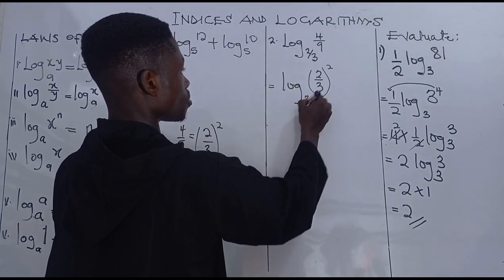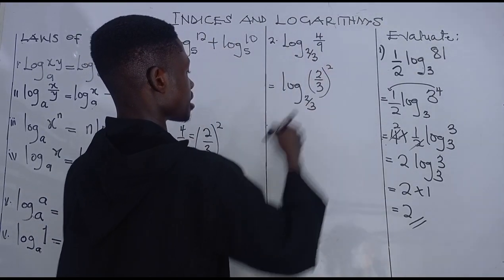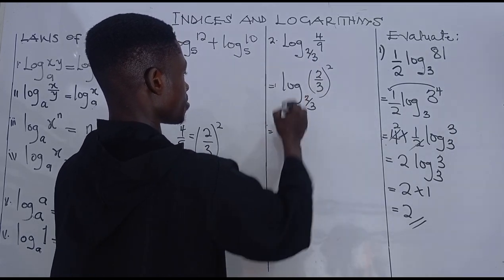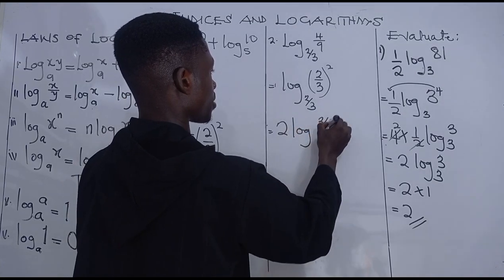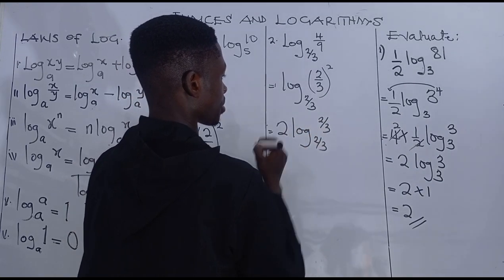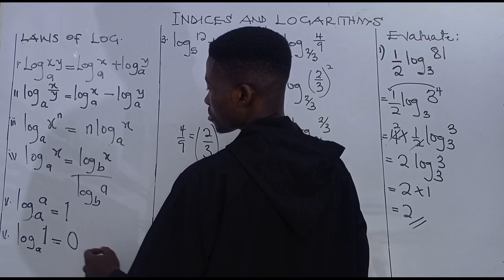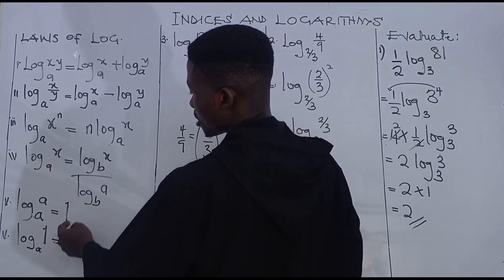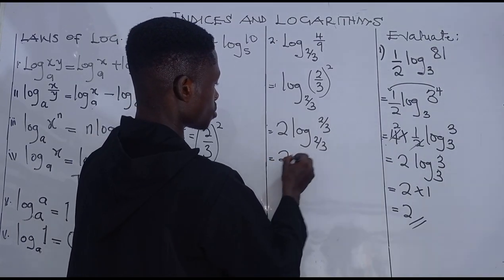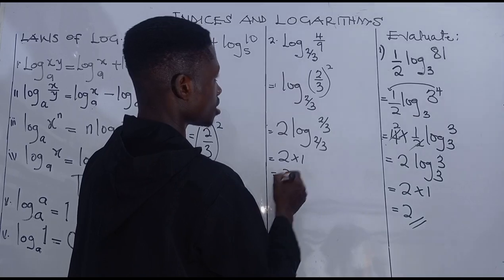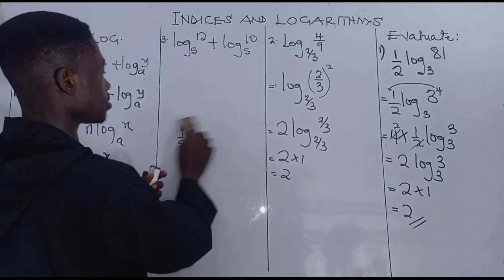to the base of what? 2 over 3. Applying this particular law, we are going to write this as this power will come in front, so it will come and then multiply log of 2 over 3 to the base of what? 2 over 3. Now, applying this property, when you have logarithm of a number to the base of the same number, we are having 1. So this will give us 1, and we have 2 times 1, that gives us 2, as easy as A, B, C, D. Now with this same question, let's look at another approach.